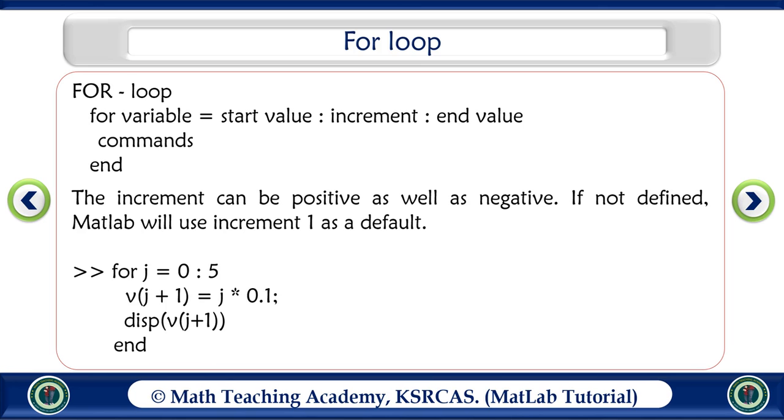So the next command is disp of v of j plus 1. So that value 0.2 is displayed on the screen. And then the command will go to the next statement, that is end. When this statement is executed, the control will again transfer to the for command. This process is continued until the value gets 5.